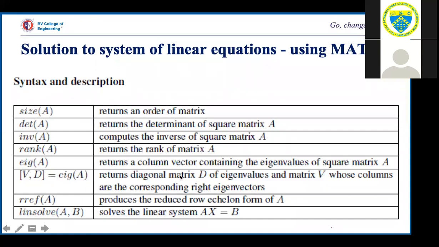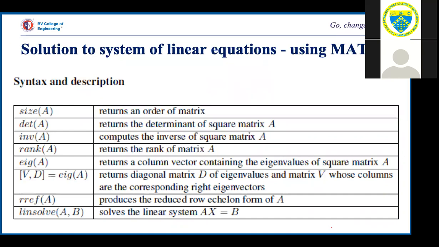This is diagonalization, and this will give you the row echelon form of the matrix. RREF will return the row echelon form. LinSolve, which we are more interested in now, solves the system of equations, the arguments being A comma B, the linear system denoted by matrix notation in the form AX equal to B. Is that clear? Shall we start coding?